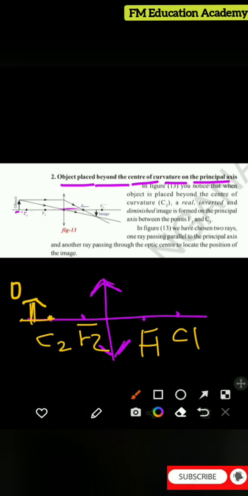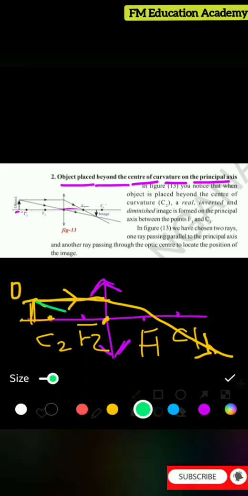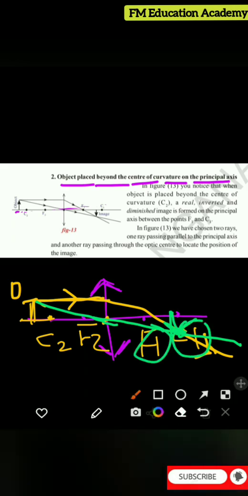When an object is placed beyond center of curvature, I'll use the rule that whenever a ray is parallel to the principal axis, it passes through the focus. And then I'll also use the optic center, as we all know that whenever a ray passes through the optic center, it remains undeviated. So we see that our image is formed here at this particular point, that is between F1 and C1. So see here also the image is formed between F1 and C1.